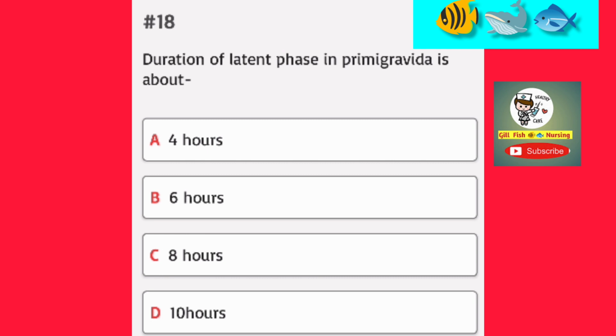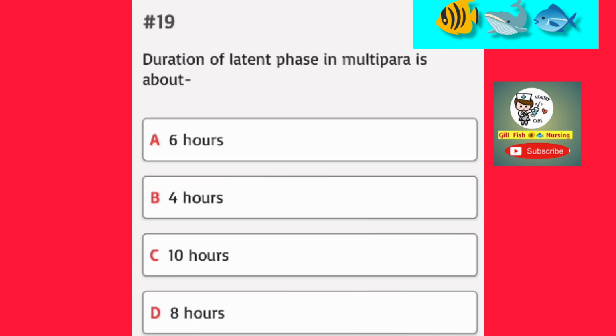The next question: the duration of the latent phase in a primigravida is about A 4 hours, B 6 hours, C 8 hours and D 10 hours. The question is related to the primigravida, and that is the latent phase. So the correct answer is 8 hours. It begins with the onset of regular contractions and cervical dilatation, which happens in the latent phase. So most probably 8 hours.